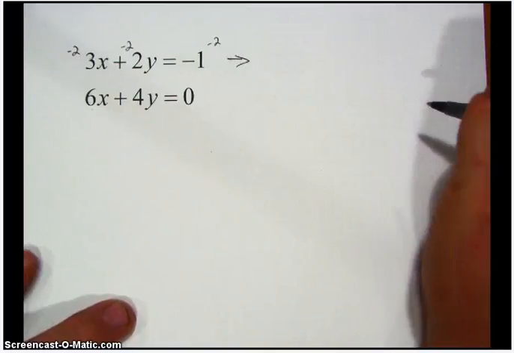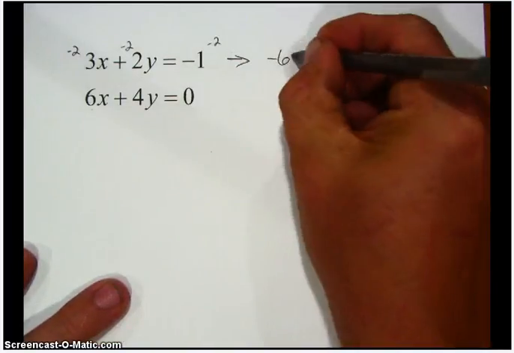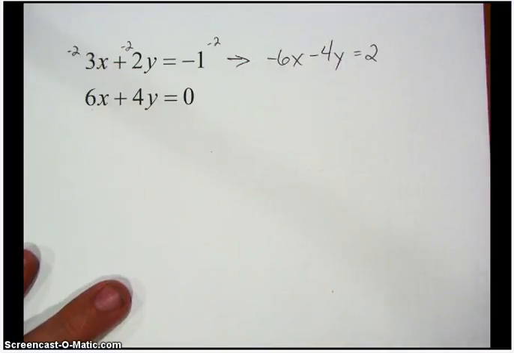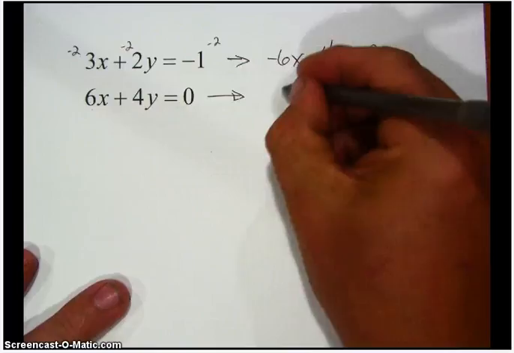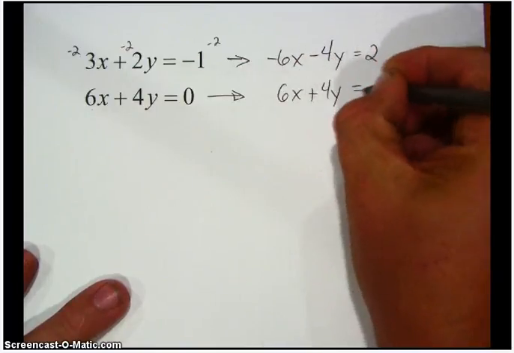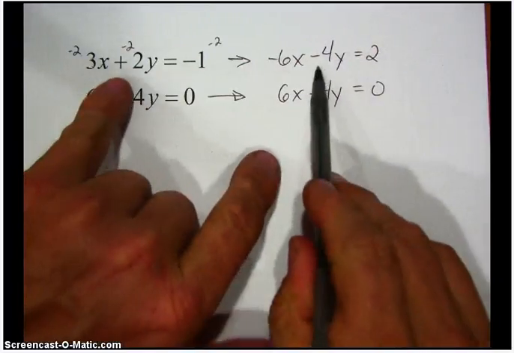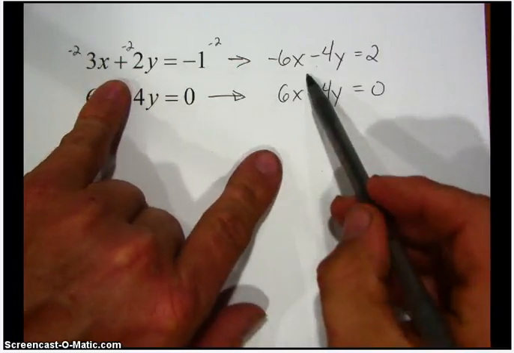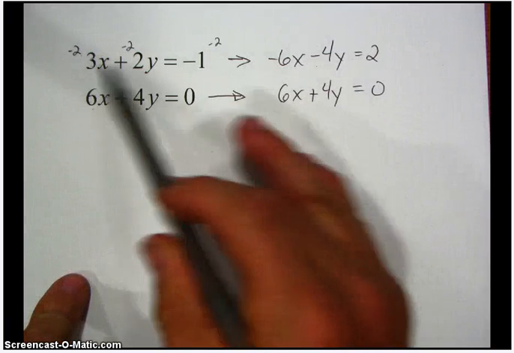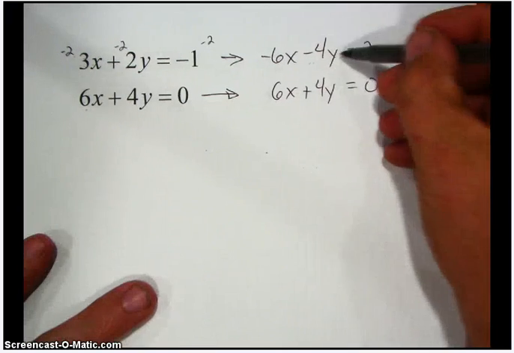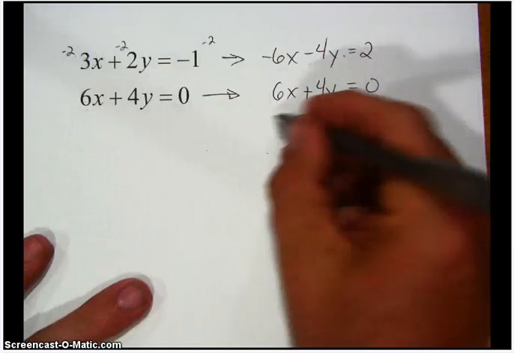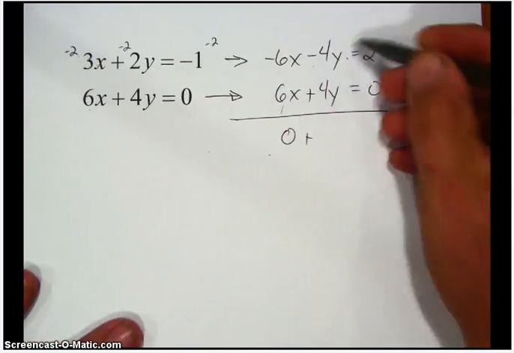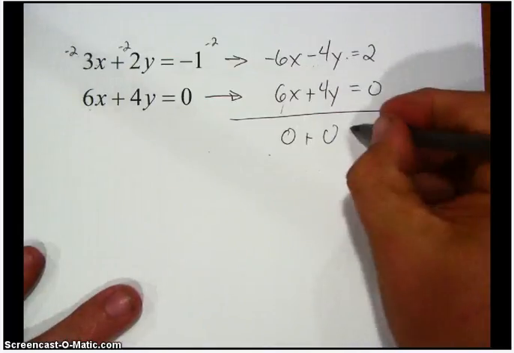So my new equation is going to be negative 6x minus 4y equals positive 2. Now I can just go ahead and keep this, because I didn't do anything to it, so I keep that the same. You notice these equations right here, this one and this one, are exactly the same. They are just written differently, because whatever I do to one term, I do it to them all, so I do not change the equality of it whatsoever. So now I'm going to go ahead and add, which is the elimination method. So when I add, I get 0 plus 0, sorry, and then I get 2.